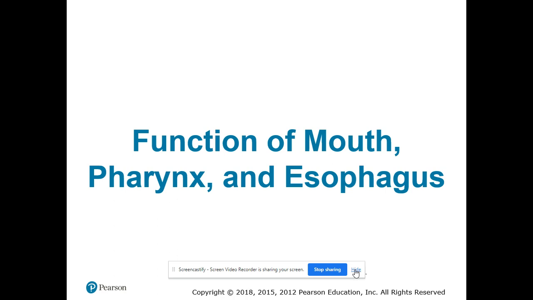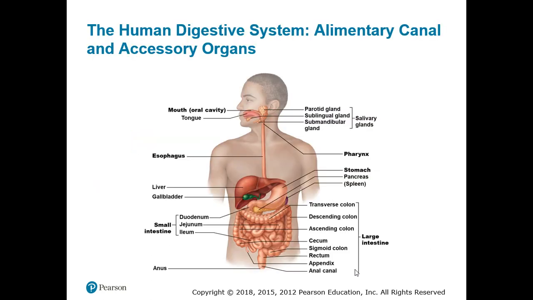Hey everyone! In the last lesson, we looked at the anatomy of the mouth. We talked about a couple things with the tongue, the areas of the mouth, and we focused a little bit on teeth. We also introduced the idea of the pharynx and the esophagus, and today we're going to focus on the function of all of these parts.